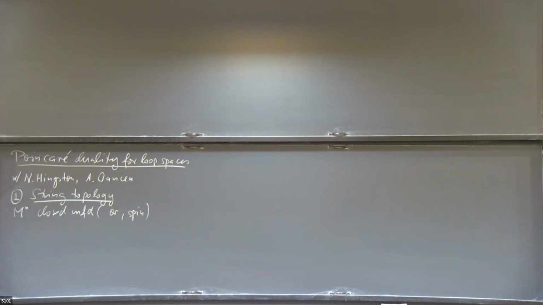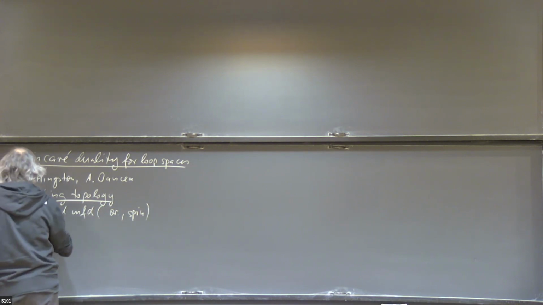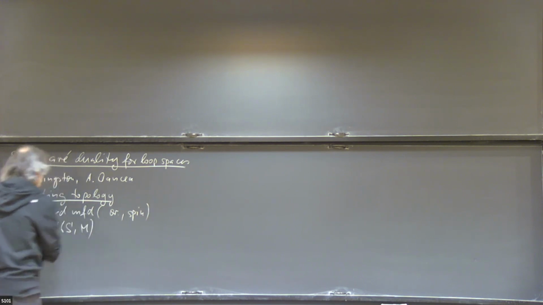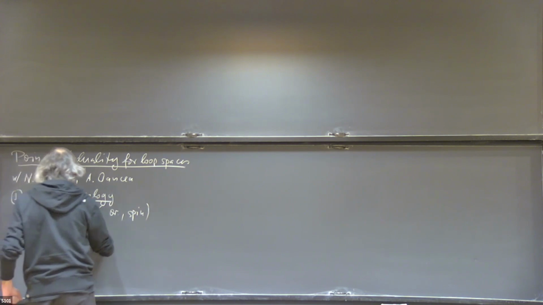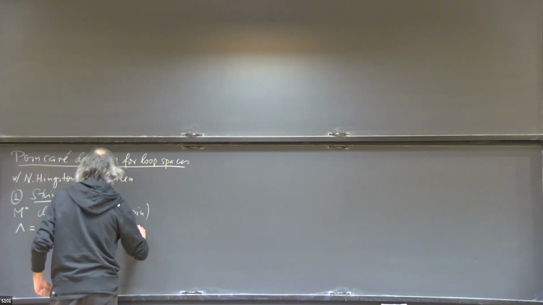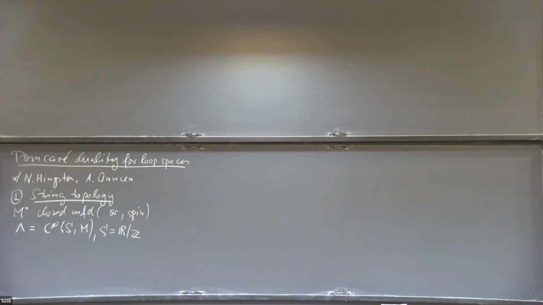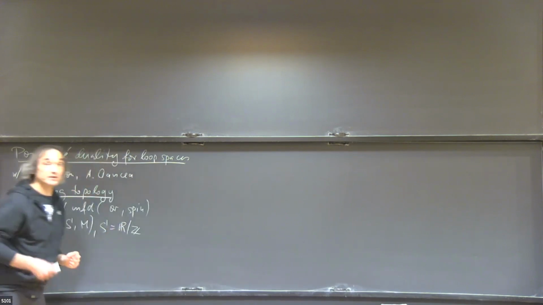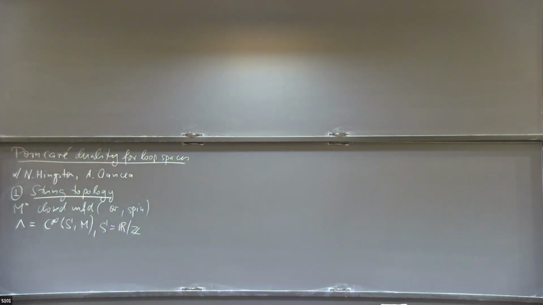And I will also throughout denote by lambda the loop space of M. Smooth loops in M, where S1 I just identify with R mod Z. So it's one periodic loops in M. And string topology, generally speaking, is about operations on the homology of loop spaces of manifolds. And for today's talk, I will be concerned with two operations, one product and one coproduct.